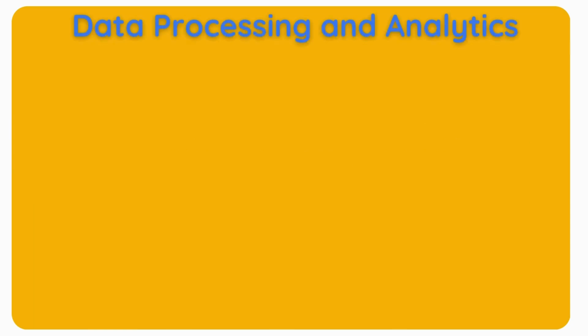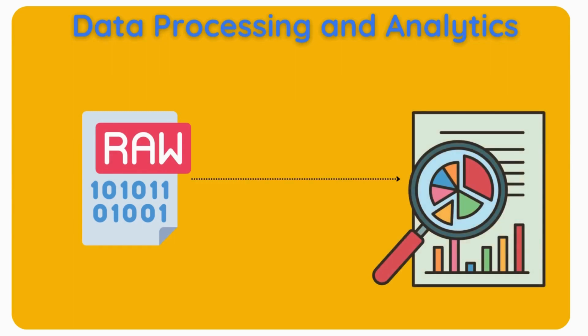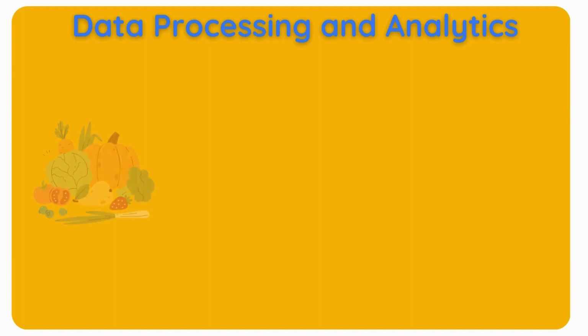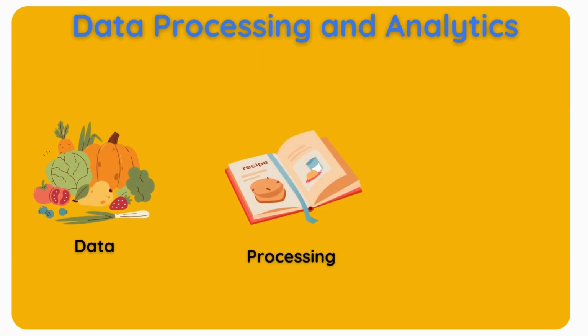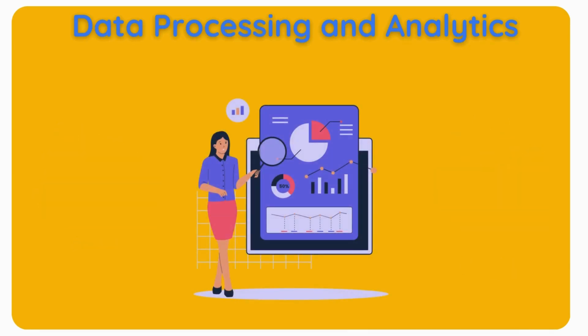Data processing and analytics involve taking raw data and transforming it into useful information. Think of it like cooking. You start with raw ingredients, data, follow a recipe, processing, and end up with a delicious meal. Insights. Data processing and analytics are crucial because they help us make sense of the data we collect and use it to make better decisions.